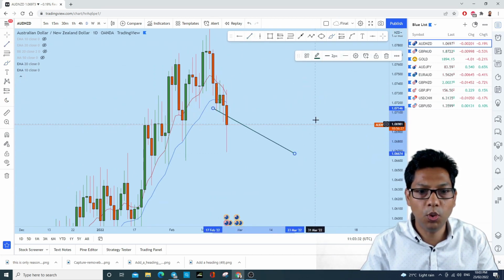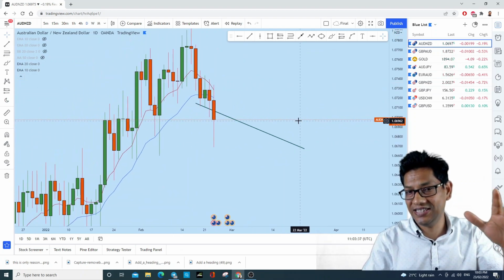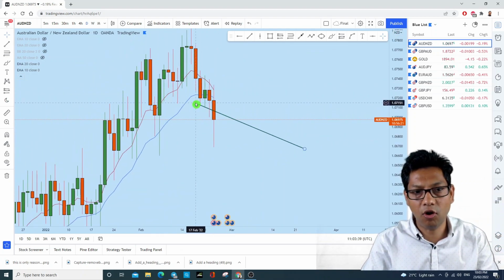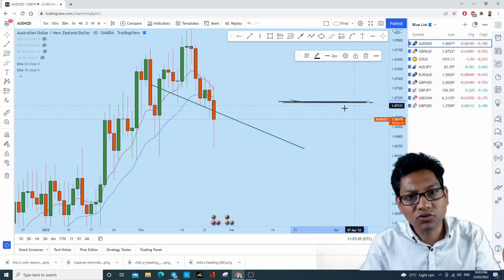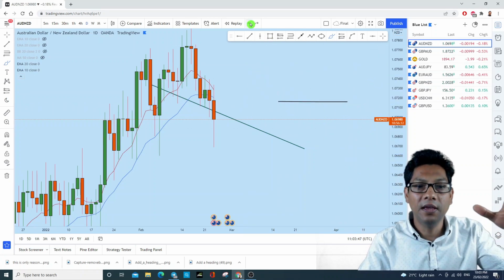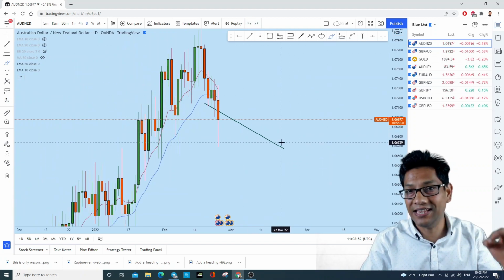Let me show you what is the neckline. So this is the trend line, should be tested as a resistance. So this is the neckline of this head and shoulder. Now remember, neckline will not always be straight. It could be straight, it could be angled. So as per the structure of the market, this neckline is angled.